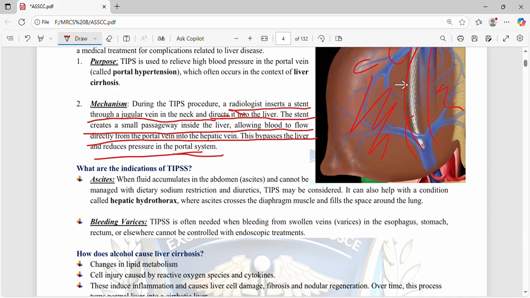Bleeding varices. TIPS is often needed when bleeding from the swollen veins, varices, in the esophagus, stomach, rectum, and elsewhere cannot be controlled with endoscopic treatment. So when there is recurrent bleeding that cannot be controlled with endoscopic management, you go for TIPS, and it's not definitive, it just buys you time to prepare for transplant.